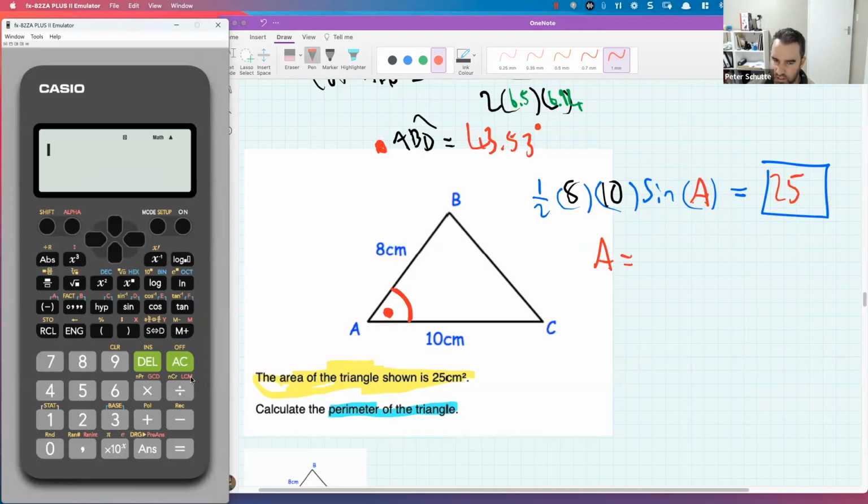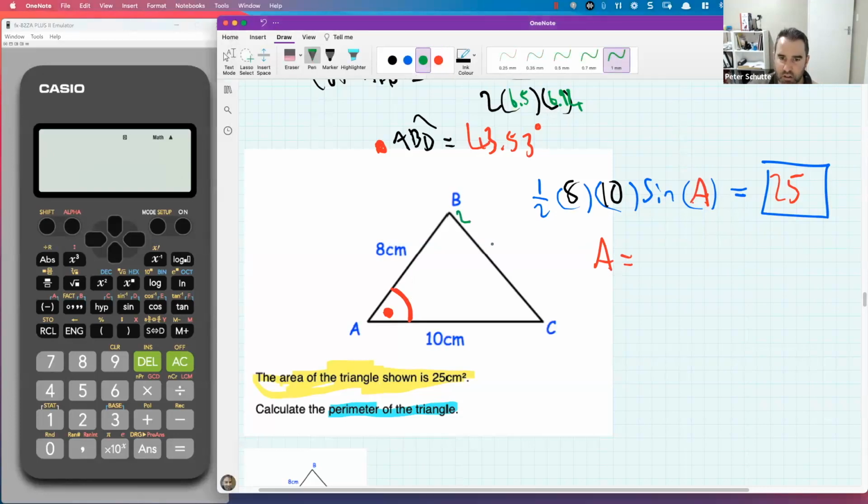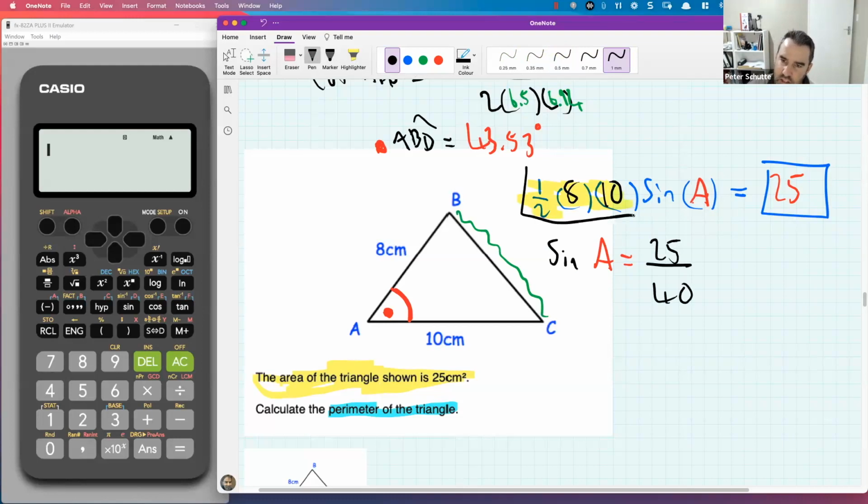So Paul has given us another hint and has said, look, if you find A, you can use the cosine rule to find what BC is. But let's first get the A. I was thinking that this stuff gets in the way, and so I'm going to move it to the other side. And then I'm going to get the sine of A. And actually, a half times 8 is 4. 4 times 10 is 40. So I'm really just going to get 25 over 40 because this thing is really 40.